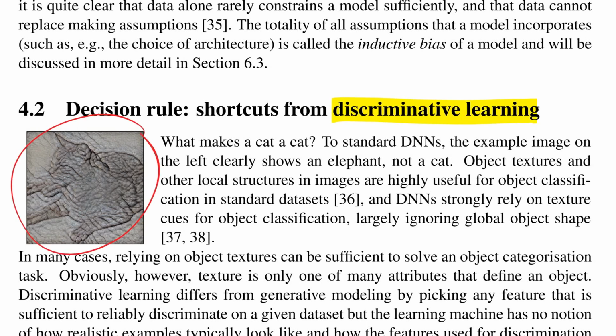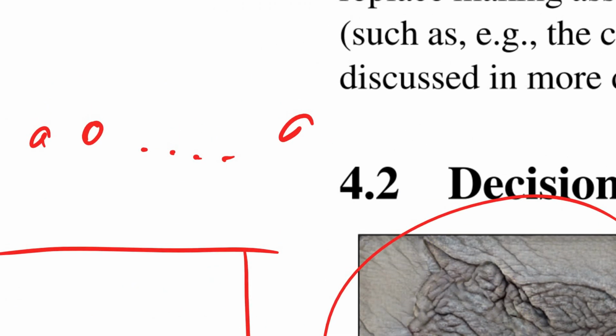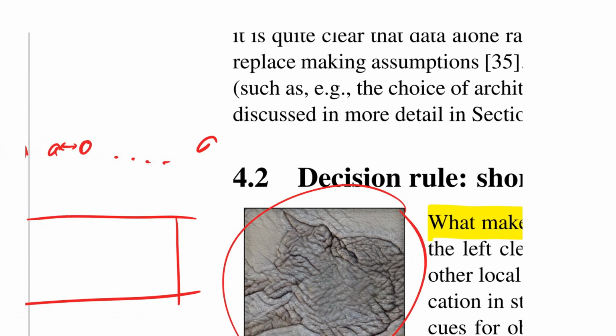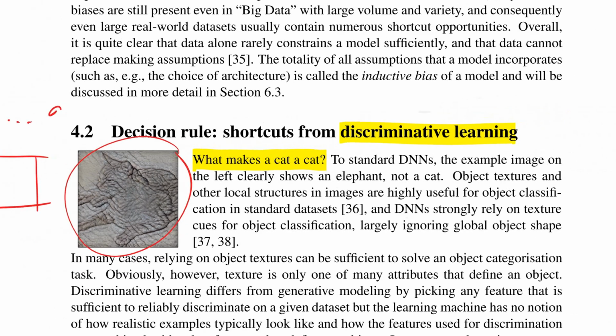and they allude to this picture here, and they ask, what makes a cat a cat? Their argument is that neural networks don't understand things, they just discriminate. They have these 1,000 classes and the output layer, this is the neural network, and they just need to learn what is different from one class to the other class. They will often rely on features such as texture, like here, and they classify this as an elephant.